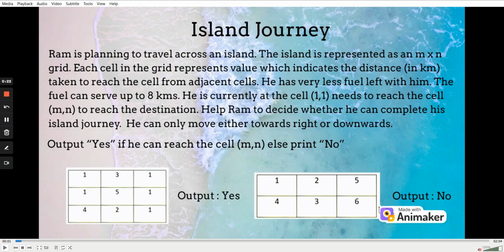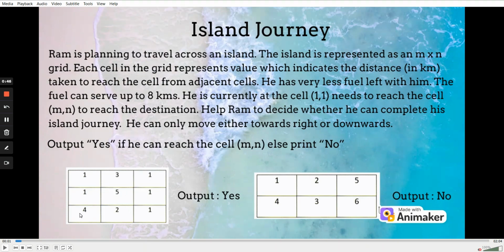certain constraints like he has limited fuel with him, so he can travel only up to 8 kilometers. So the goal of the problem is to find a path to the destination which is less than 8 kilometers. If we are able to successfully find such a path, we need to return yes. Otherwise, we need to return no.